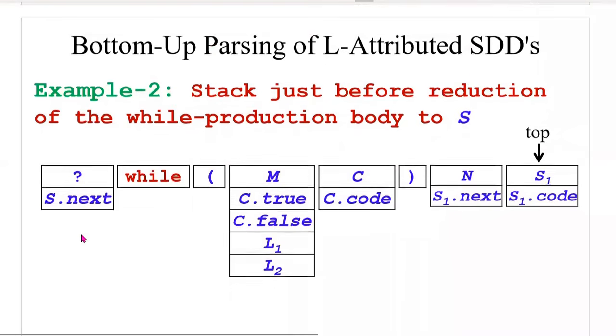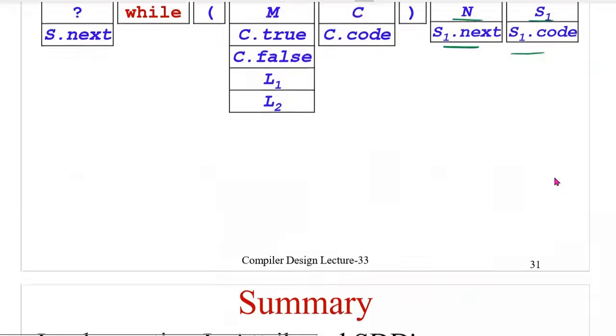Now let us see the stack just before reduction of the while production body to S. So here also see everything the same. Now here N, S1.next, then S1.code. Now this will become the top before S.